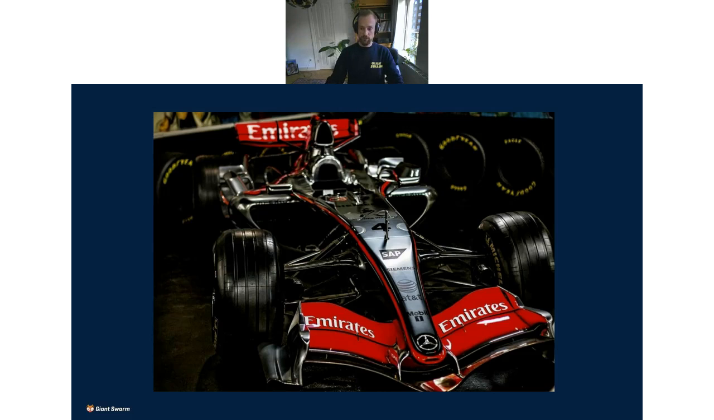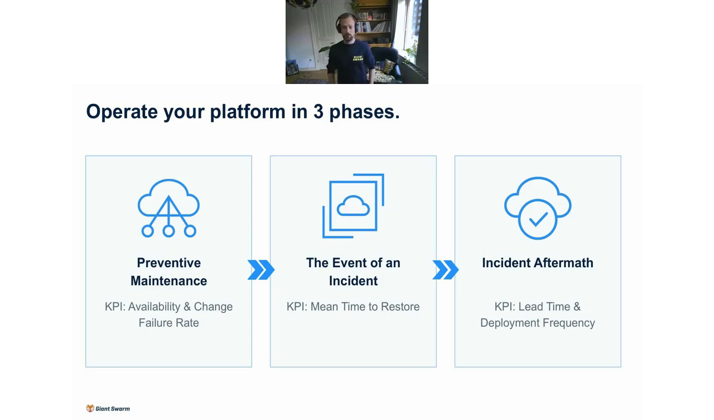At GiantSwarm, we define incident handling, for example, as a whole process in 3 phases, and this also includes changes. Those 3 phases are preventive maintenance, the event of an incident, and the incident aftermath. Those are best practices we use and like to share. Preventive maintenance is everything we can do to avoid failures of our platform.